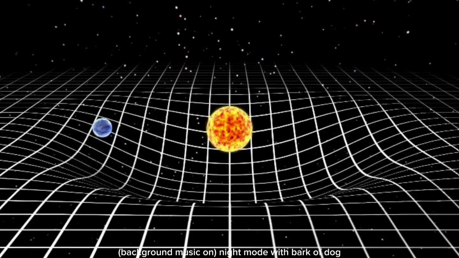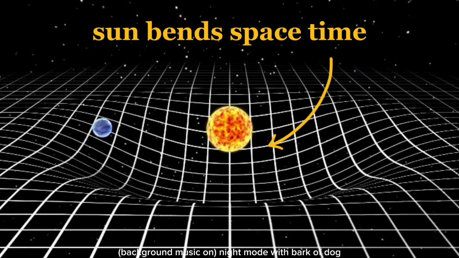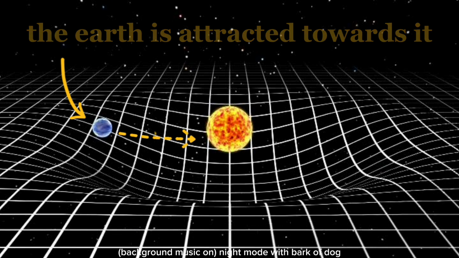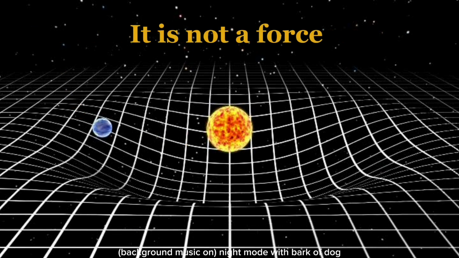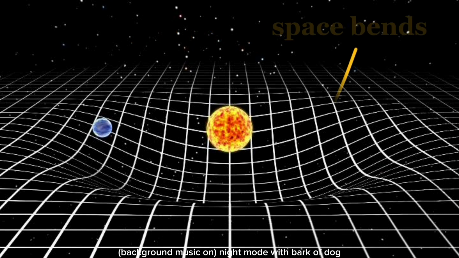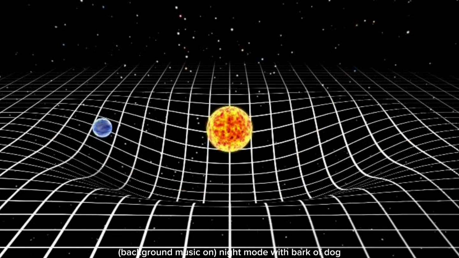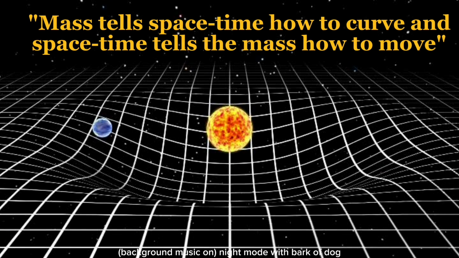As the sun bends space-time, the earth is attracted towards it. It is not a force. As space bends, it has an impact on the objects on the curve. Mass tells space-time how to curve, and space-time tells the mass how to move.